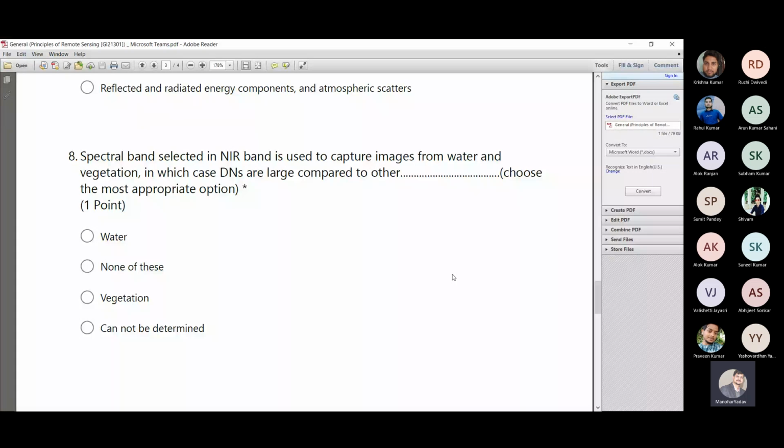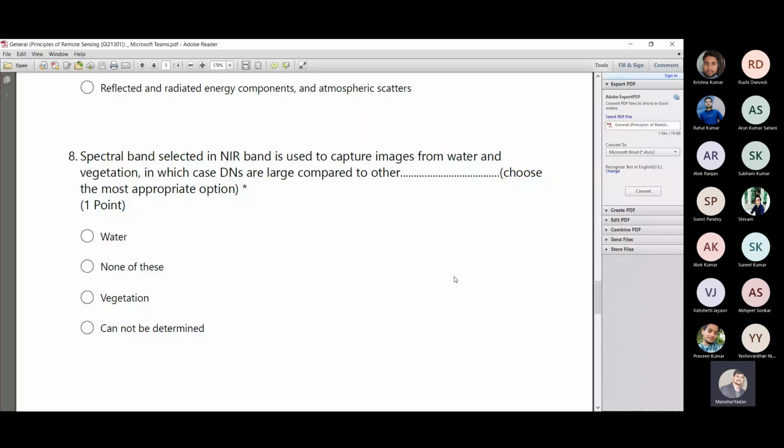To solve any question, first you need to extract the information given in the problem. So I'm extracting the information that is available in the given problem. The given spectral band is fixed. It is the NIR band, near infrared band. So we have one spectral band, and it is in the NIR band. The sensor is sensitive in an IR band. That spectral band is used to sense an area comprised of both water and vegetation. So we have ground resolution cells, picture elements, from water as well as vegetation.